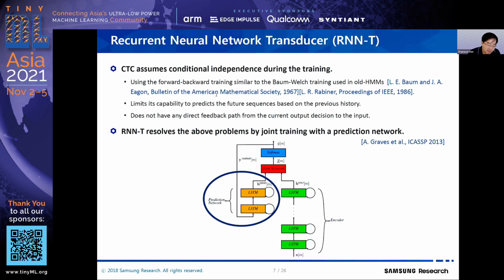So he modified his previous work a little bit, and he added the prediction network. Its role is somewhat similar to a language model block, which can predict the next label. So he combined this prediction network and the stack of either LSTM or CNN layers, and he connected those two components to a joint network. So this is the RNN-T structure. RNN-T stands for Recurrent Neural Network Transducer.